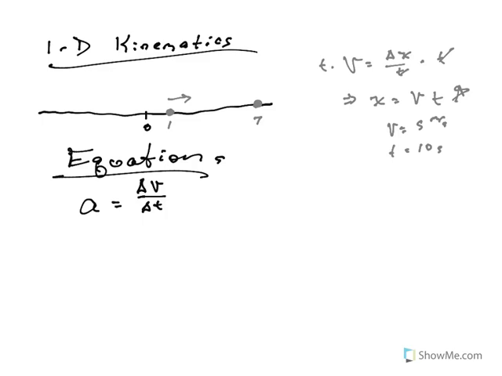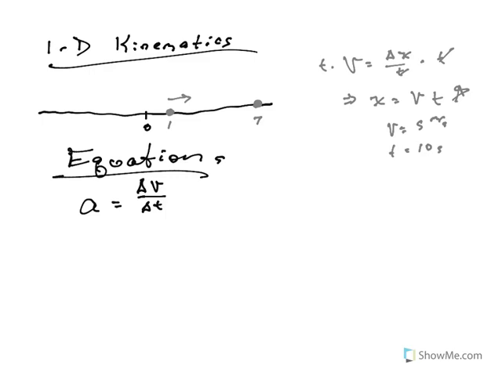You're taking how fast am I going, 5 meters in every second. If I go for 10 seconds, then every second I'm getting another 5. 5 times 10 is 50. So this is a nice equation. But like I said, this equation does not account for acceleration.